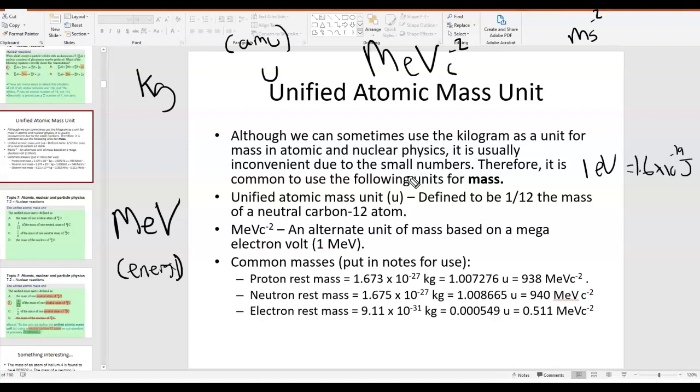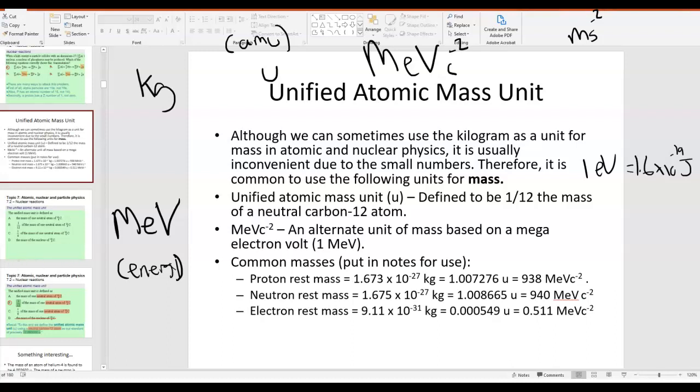But the main takeaway from the slide is that there's 3 different units of mass. You have to be familiar with all 3 and recognize each of these as a different unit of mass. You've got the kilogram, unified atomic mass unit and MeV per c squared. Please pause there, write down anything you think is important, add it to your notes. Especially the definition of unified atomic mass unit, which is 1/12 the mass of a neutral carbon-12 atom.